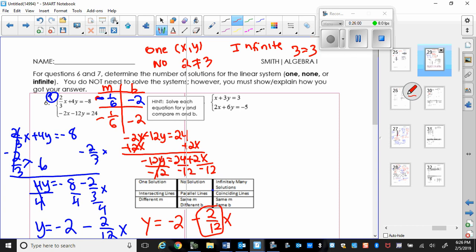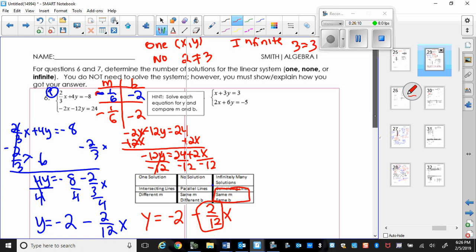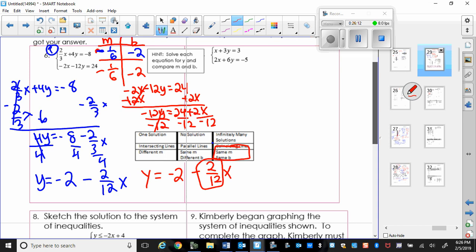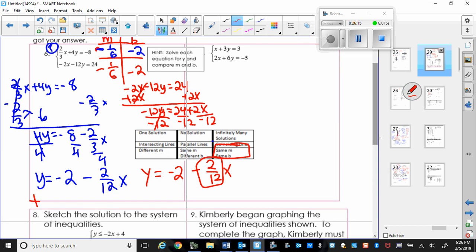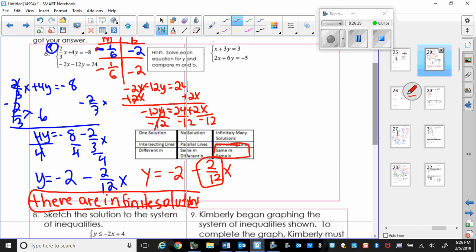So looking at both equations, we're going to figure out how many solutions we have. We have the same m and the same b. So these are infinite solutions. For number 6, you're going to write the answer. There are infinite solutions because slopes and y-intercepts are the same.